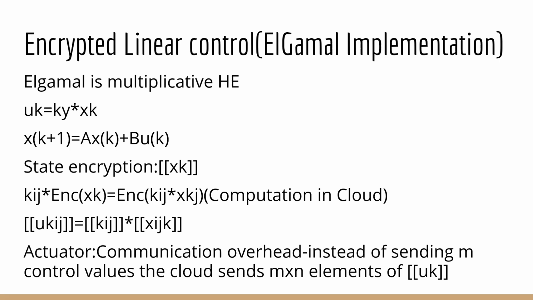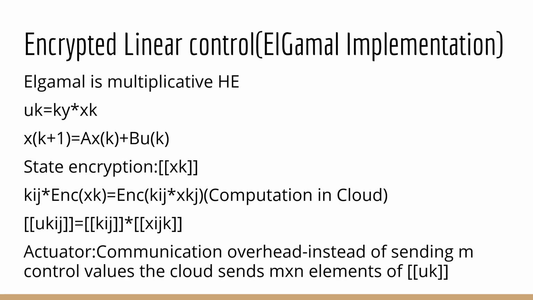It can be classified roughly into three steps. Step 1 is state encryption: x_k gets encrypted to x-bar_k, the encryption of x_k. Step 2 is computation in the cloud. This is where the control law comes into the picture: u_k equals K times x_k, but the encryption of u_k is equal to the encryption of K times the encryption of x_k. It is done using the multiplicative homomorphism of the LGML implementation.